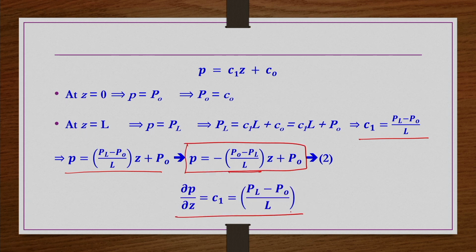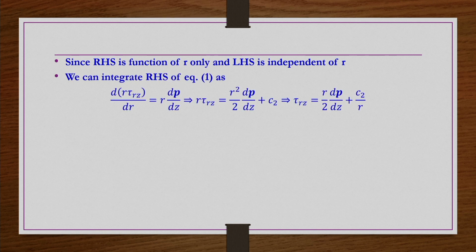So, ∂p/∂z is equal to C1, which is equal to -Δp/L. That is what we can write. Now, ∂p/∂z is equal to (1/r) ∂/∂r of (r τ_rz), which we got by simplifying the z component of the momentum equation. So we treat ∂p/∂z as a constant for integrating the right-hand side term. Then we take r to the other side, so r dp/dz is equal to d/dr of (r τ_rz).